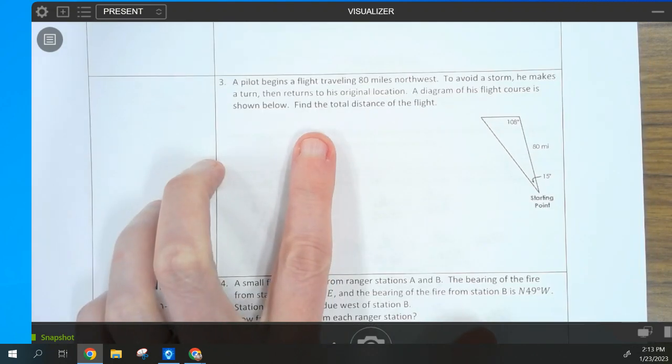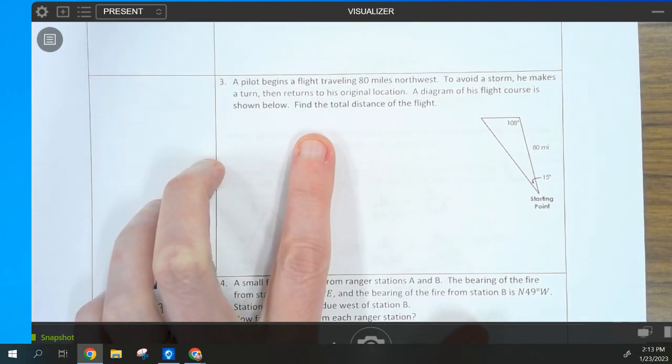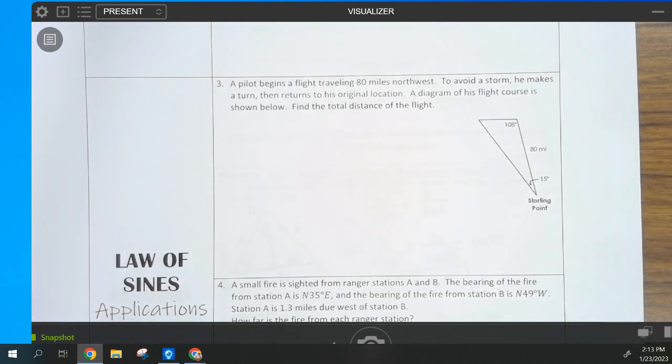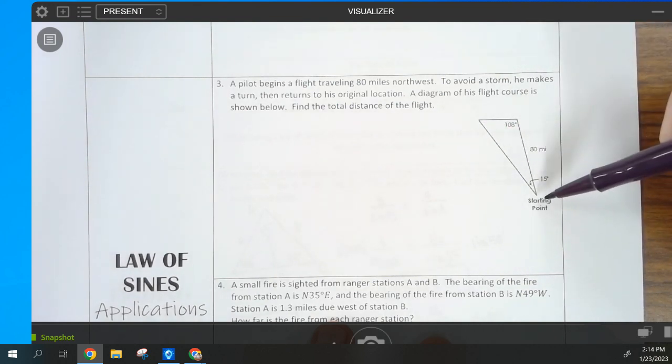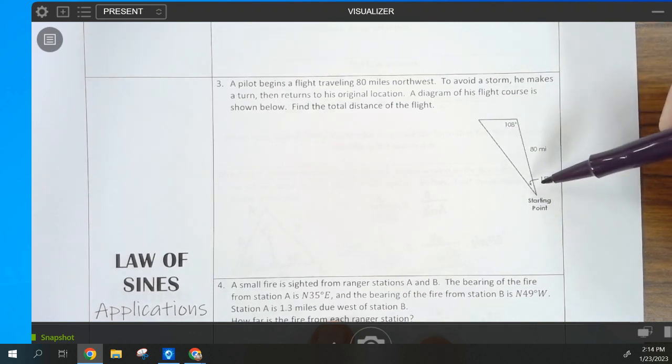In our first example, we have a pilot who began a flight traveling 80 miles northwest. So this is the starting point, and then they showed us in this northwest path that they flew 80 miles. And then to avoid a storm, he made a turn and then turned back to his original location. So this was the path that they've drawn the diagram for us. We want to find the total distance of the flight.